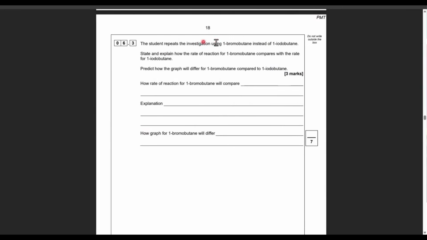The student repeats the investigation using 1 bromobutane instead of 1 iodobutane. State and explain how the rate of reaction for 1 bromobutane compares with the rate for 1 iodobutane. Predict how the graph will differ for 1 bromobutane compared to 1 iodobutane. Right, we get 3 marks here. How the rate of reaction, if I use 1 bromobutane, it's going to be slower.